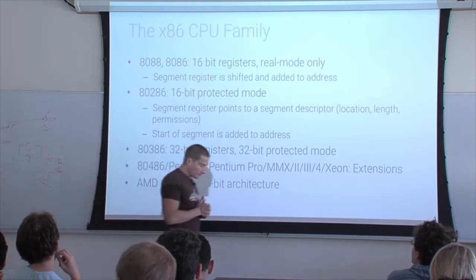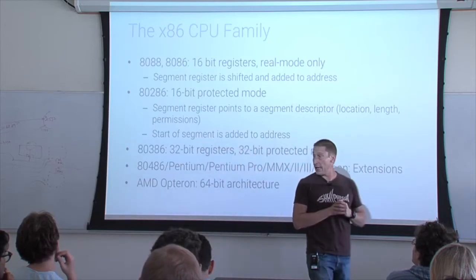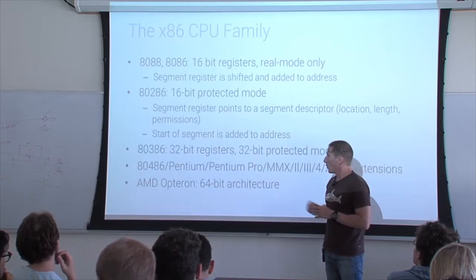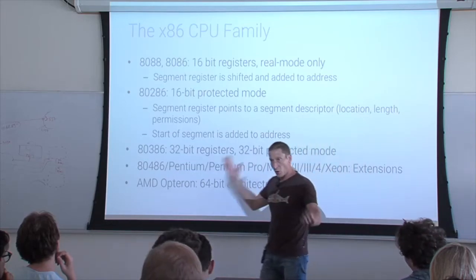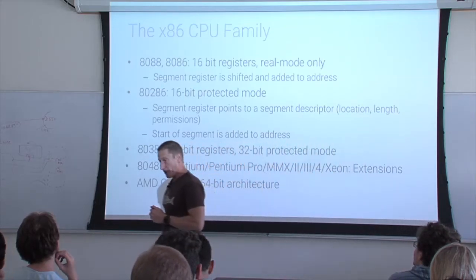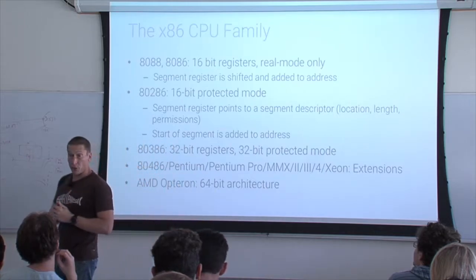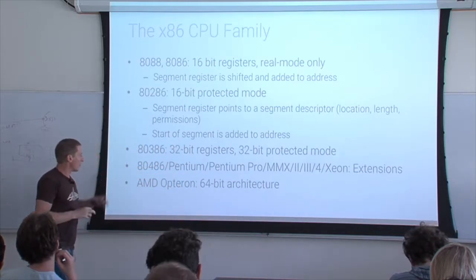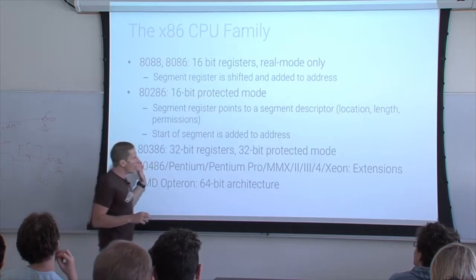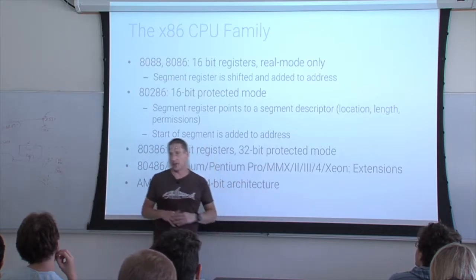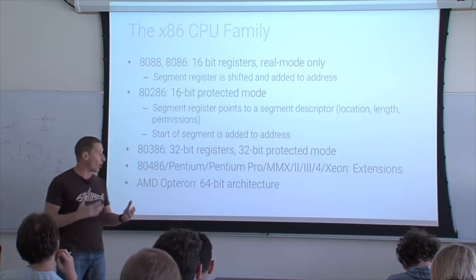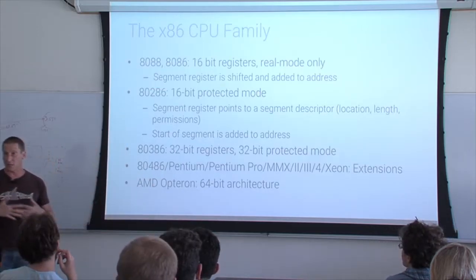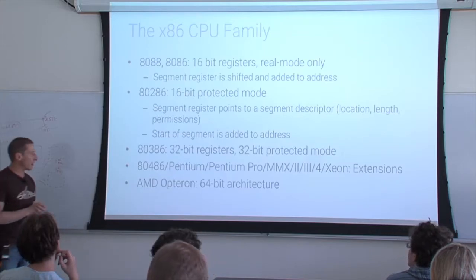Then finally, in the 386, we have 32-bit registers, 32-bit protected mode, so we have a lot more memory that can be addressed, up to 4 gigabytes. Then from the 486 on, there were a lot of extensions like multimedia extensions, streaming execution extensions, or hyper-threading, all these different things that improved the effectiveness of the CPU.